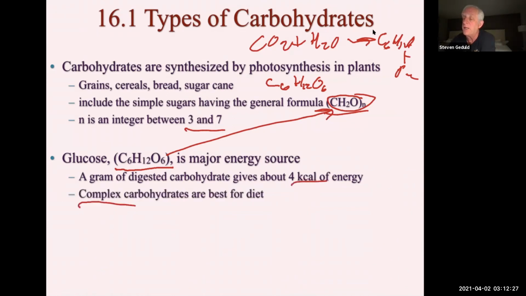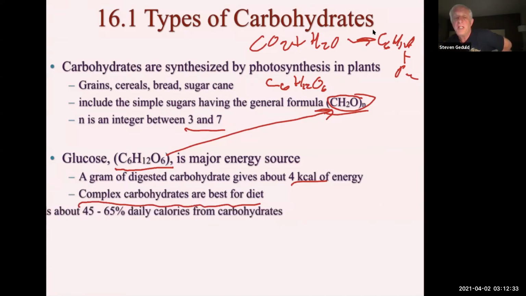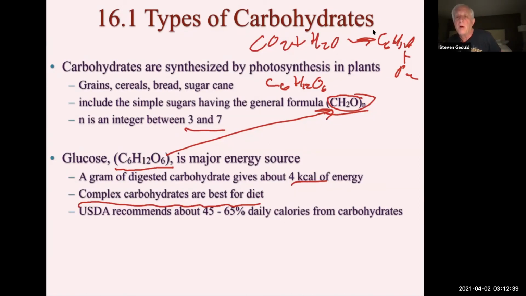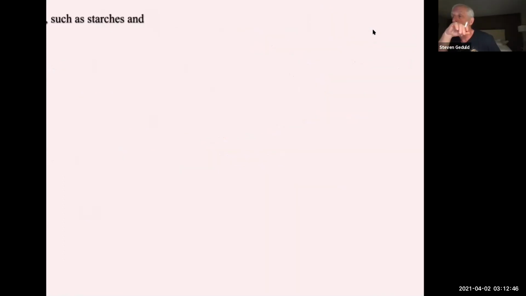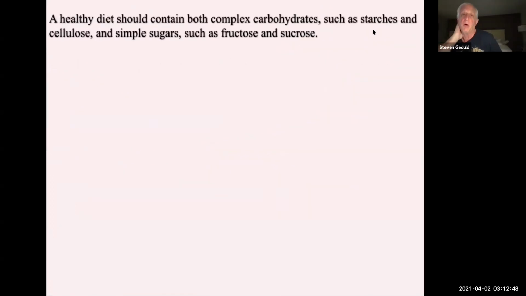Complex carbohydrates are best for your diet, not your simple ones. The more complex, the more energy it takes to break it down. The USDA recommends about 45 to 65% of your daily calories come from carbohydrates, so almost 2/3 of your intake must come from carbohydrates. A healthy diet should contain both complex carbohydrates like starches and cellulose and simple sugars like fructose and sucrose.